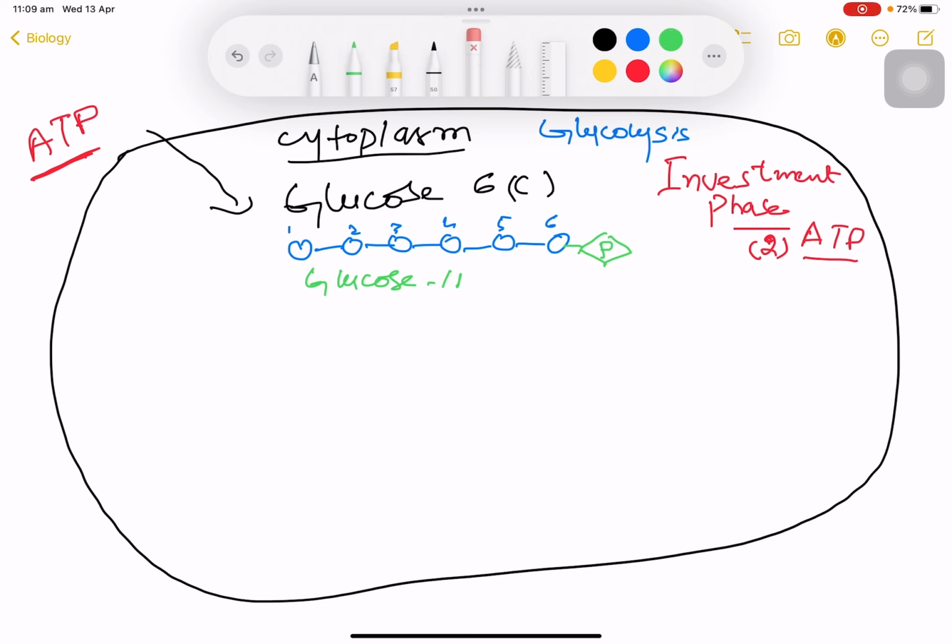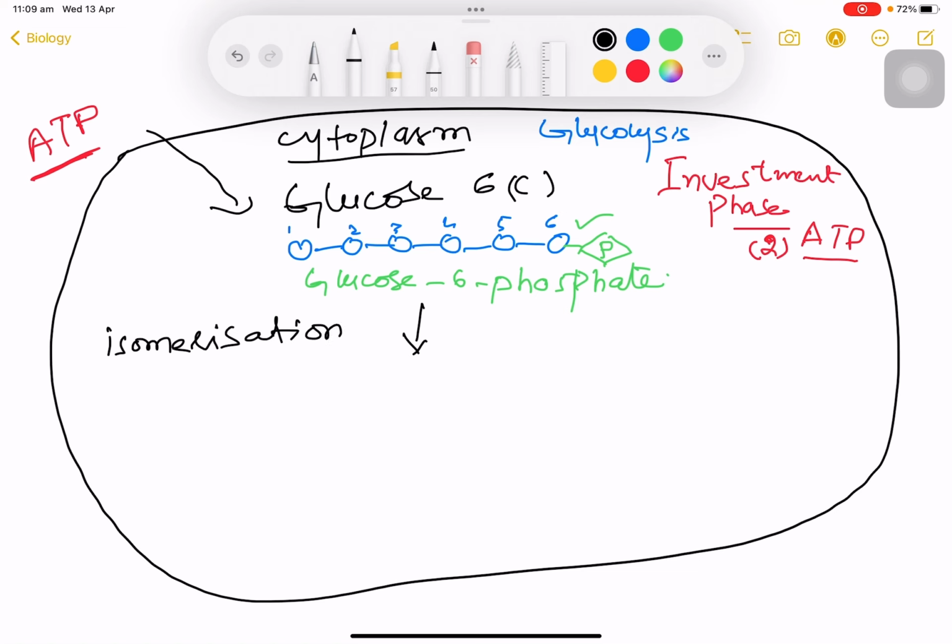This is known as glucose 6-phosphate, because the phosphate attaches at carbon number 6. Phosphate is here. After this reaction, there is another reaction, a configurational change, and we call it isomerization.